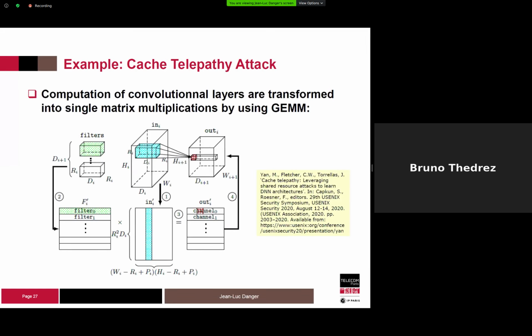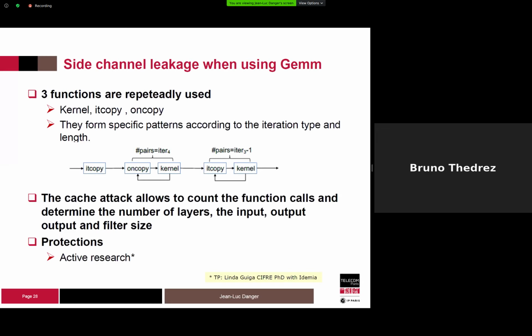Okay, now let's go back to the computation of convolutional layers. Normally they are computed by using matrix multiplication, by using a specific library, which is GEMM. For example, this article dealing with cache, which is called Cache Telepathy, in fact represents the way the convolutional layers are transformed into matrix multiplication. And by using the GEMM library, we can see that in the algorithm, 3 functions are repeatedly used: the kernel function, itcopy function, and oncopy function.